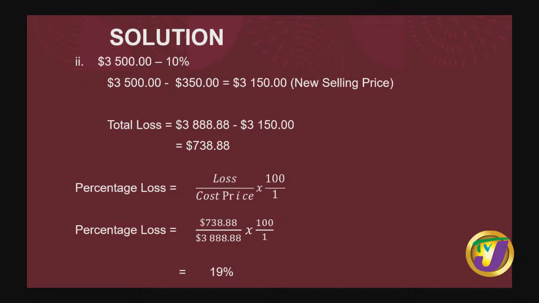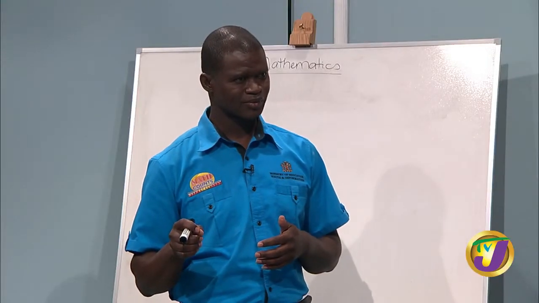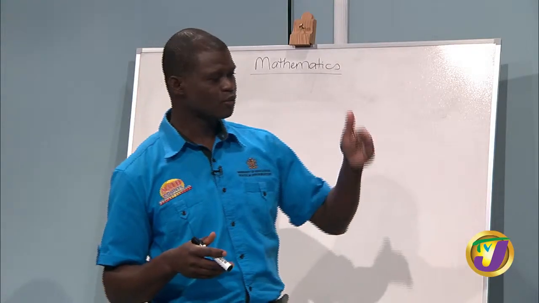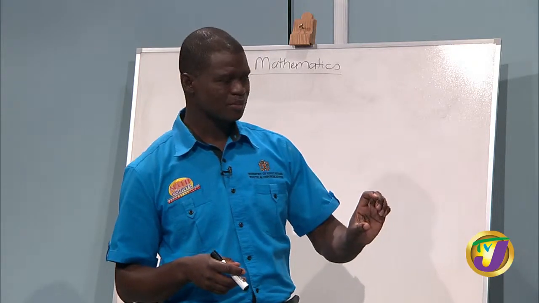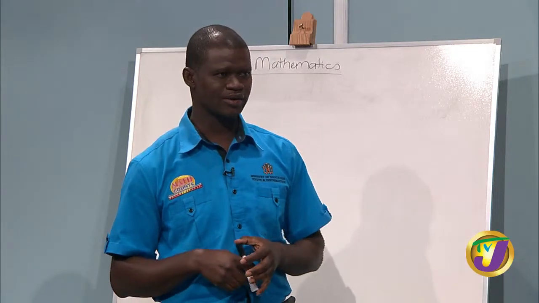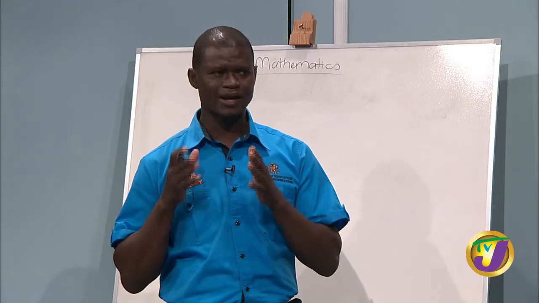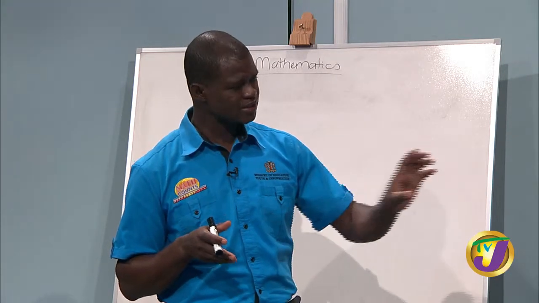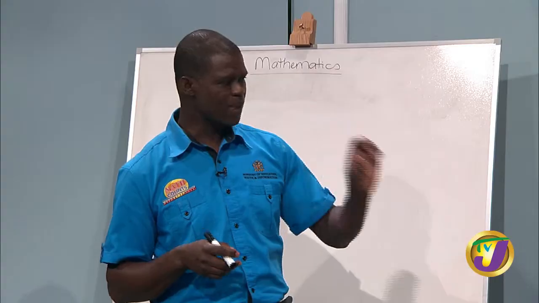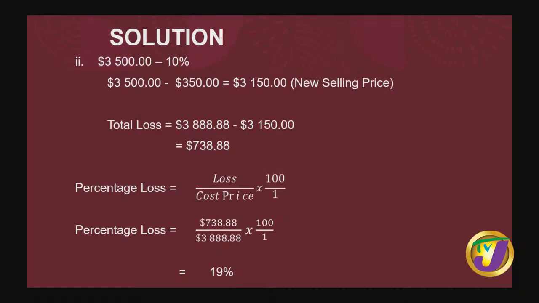So again, although in the question the selling price was given, in our calculation we cannot use our selling price because the loss that you would have incurred would be on your cost price and not on your selling price. So that is why we divided the loss by the cost price. Here again, the 19% really means what? We have lost $19 for every $100.